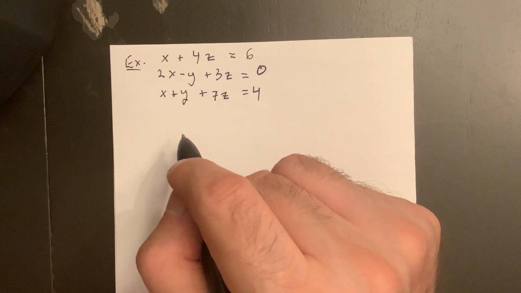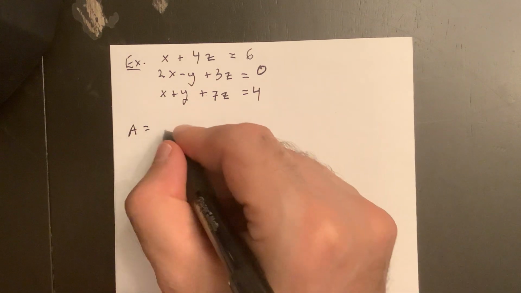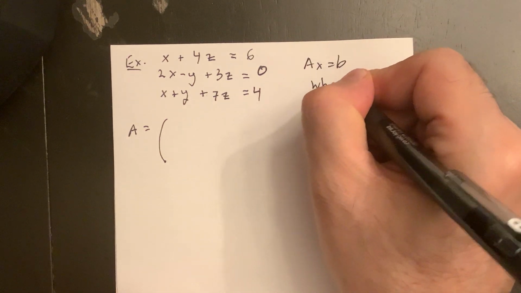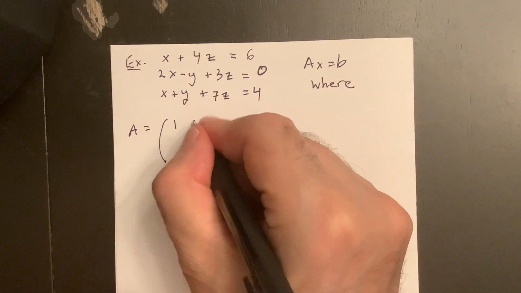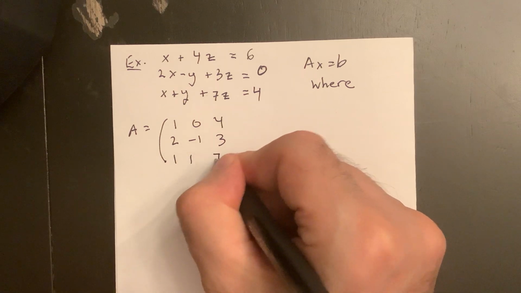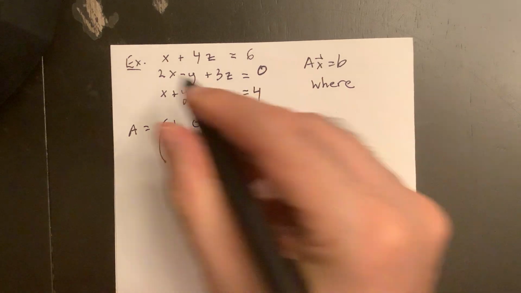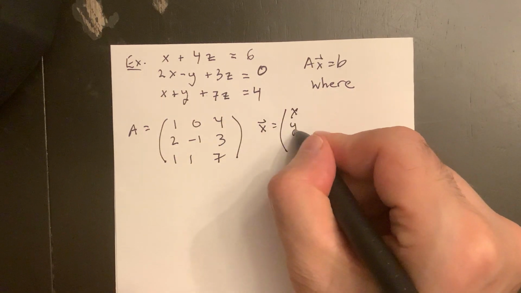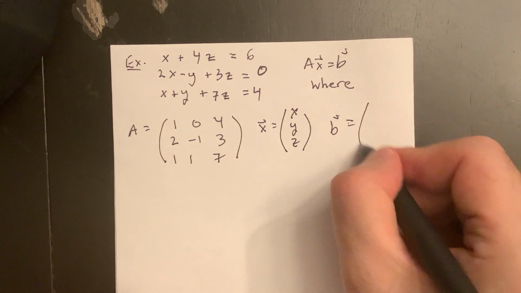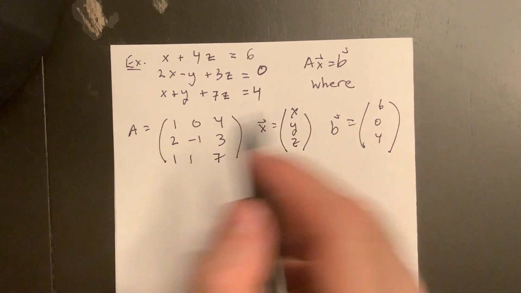So first we'll put it in matrix form. Let's call A equal to, so we could write this as AX equal B, where A is 1, 0, 4, 2, minus 1, 3, 1, 1, 7. X, I'll put a little bar over it so that we know it's not this X. X, Y, Z, and B, probably should get a bar, is just 6, 0, 4, okay? All right, so this is the same thing.